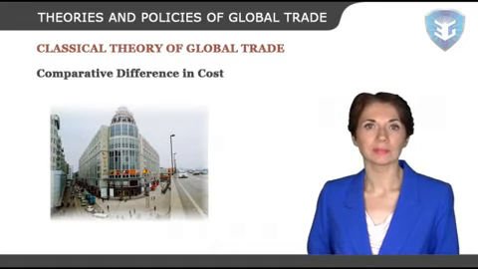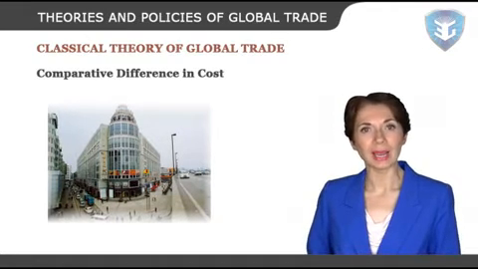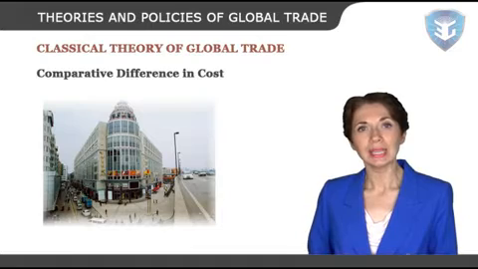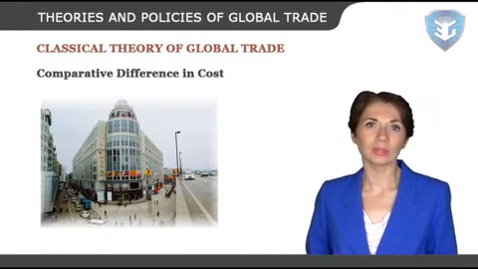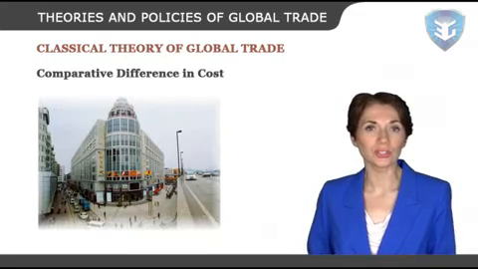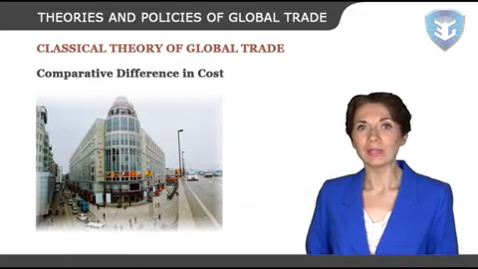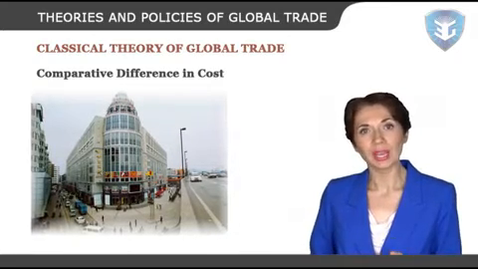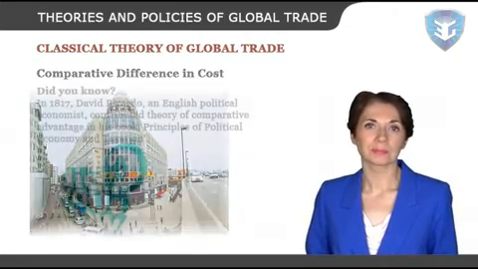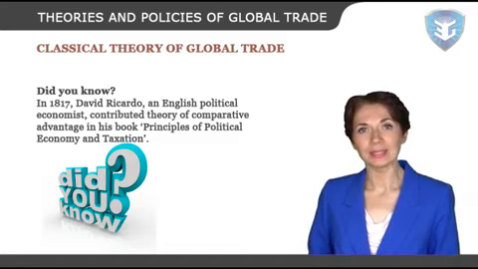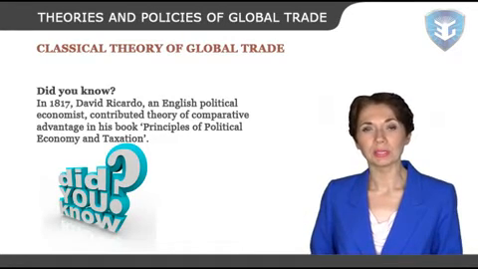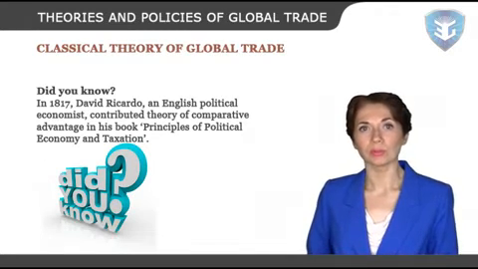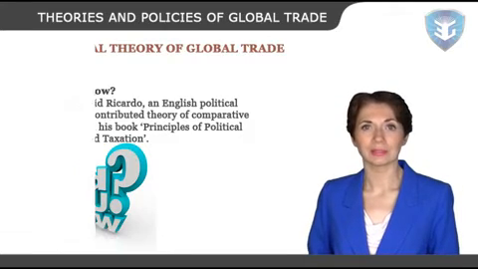Comparative difference in cost. David Ricardo agreed that absolute difference in cost gives a clear reason for trade to take place. He, however, goes further to argue that even though the country has absolute advantage in the production of both commodities, it is beneficial for that country to specialize in the production of that commodity in which it has a greater comparative advantage. Did you know, in 1817, David Ricardo, an English political economist, contributed the theory of comparative advantage in his book Principles of Political Economy and Taxation?